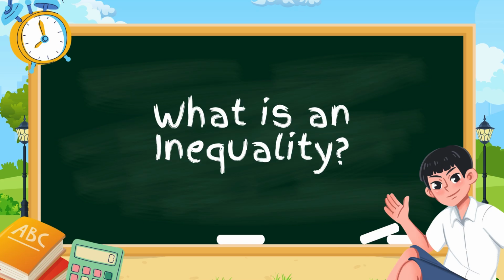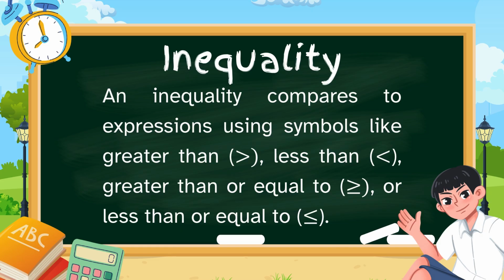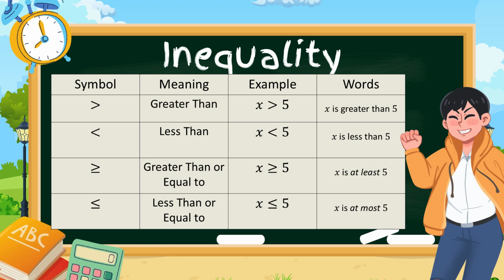What is an inequality? An inequality compares two expressions using symbols like greater than, less than, greater than or equal to, or less than or equal to. Here's a quick table. Try to observe it. For the meaning of the first symbol, that is greater than, in words: x is greater than 5. Second symbol, less than. Words: x is less than 5. Third symbol, greater than or equal to. Words: x is at least 5. Fourth symbol, less than or equal to. Words: x is at most 5.